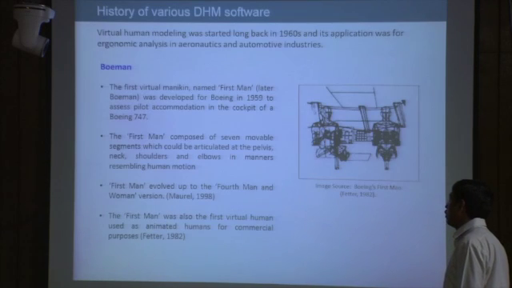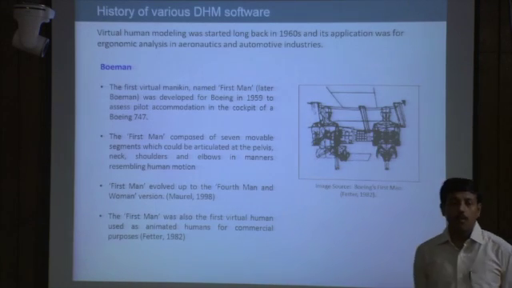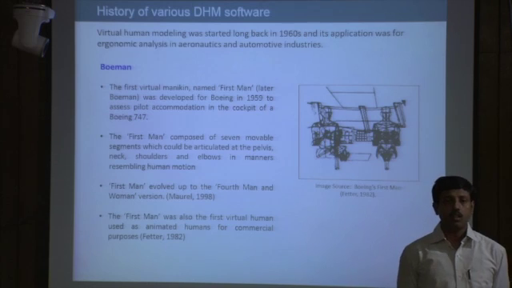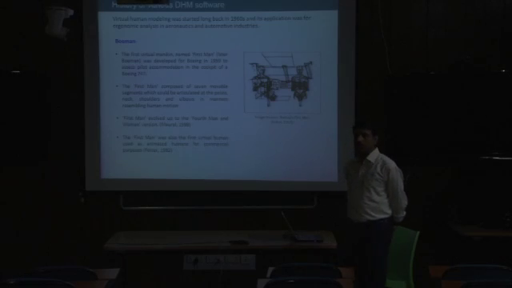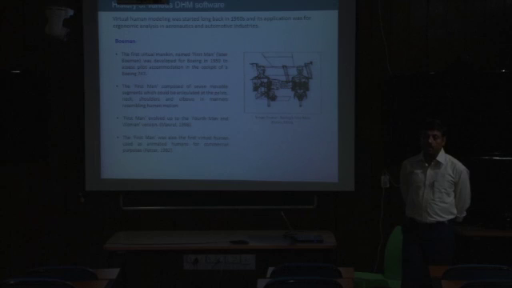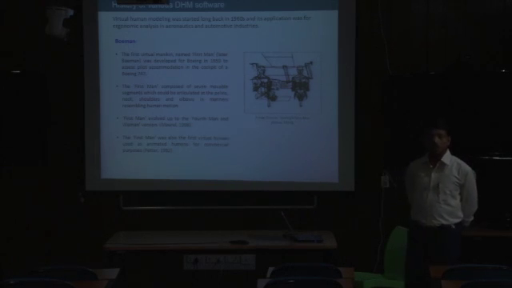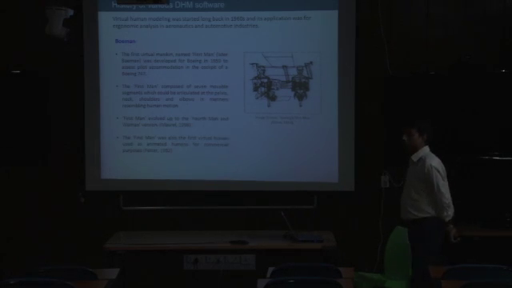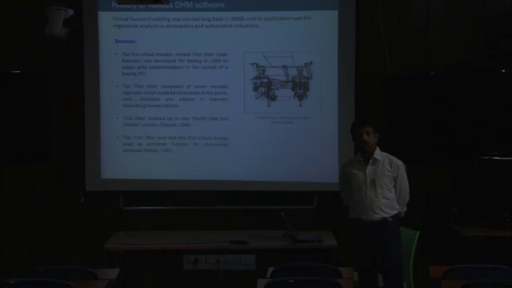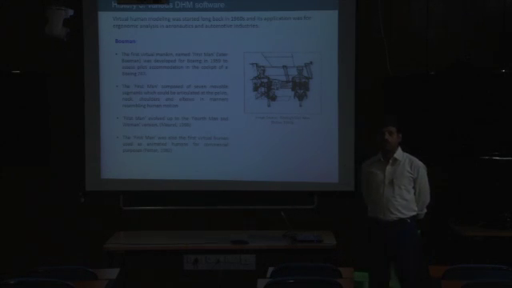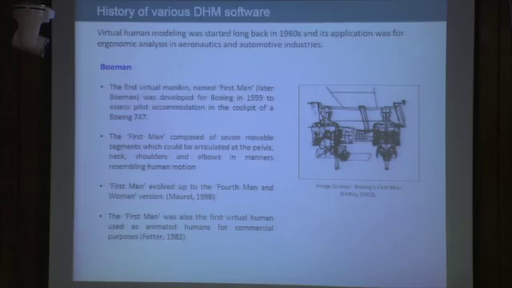Now next we are moving towards the history of various digital human modeling software which developed year after year, starting long back in the 1960s by Boeing Corporation USA. They developed the first digital human model, which is known as Boeman. So we are starting from that software, Boeman. If you look at those models, you will understand they are very primitive in nature.